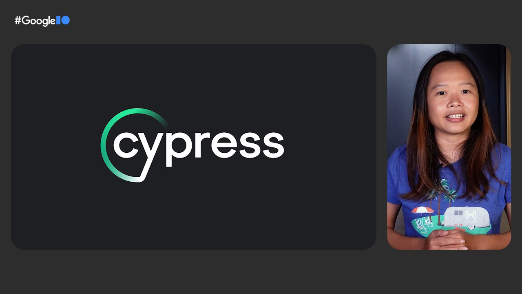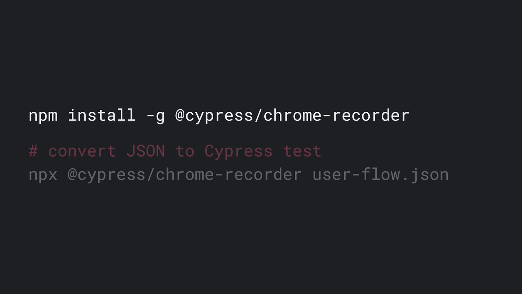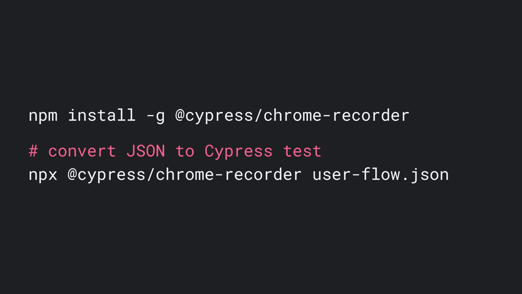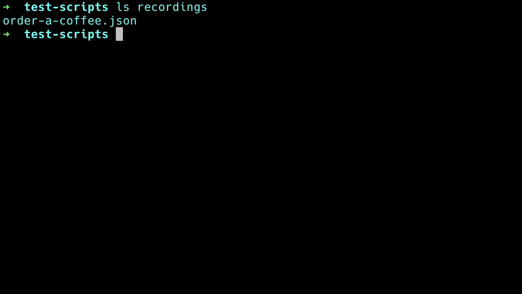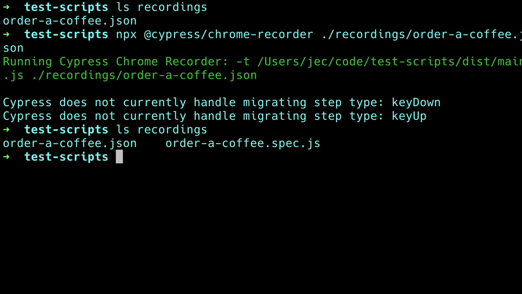Cypress is a front-end testing tool that is built for the modern web. Here is how to do it. Once you install Node.js, you can install the Cypress Chrome Recorder with this command. Next, run this command to convert the file into a Cypress test script. For example, I exported the order-a-coffee JSON in a recording folder. Here, I run the Cypress Chrome Recorder command to convert the file. A new JavaScript file is generated, and that is the Cypress test script.